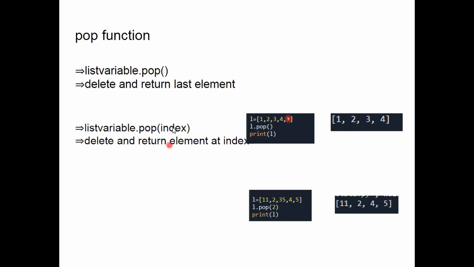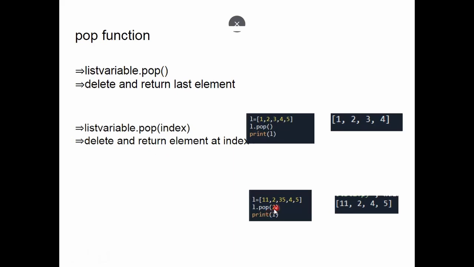The second method is from which position you want to pop. So pop without index is similar to your append. Append is always appending at the end. And if you want to insert in between, we have to use the insert function. And if you want to pop any element in between, we are going to use the pop function with the index number. So here it is going to perform the same function.